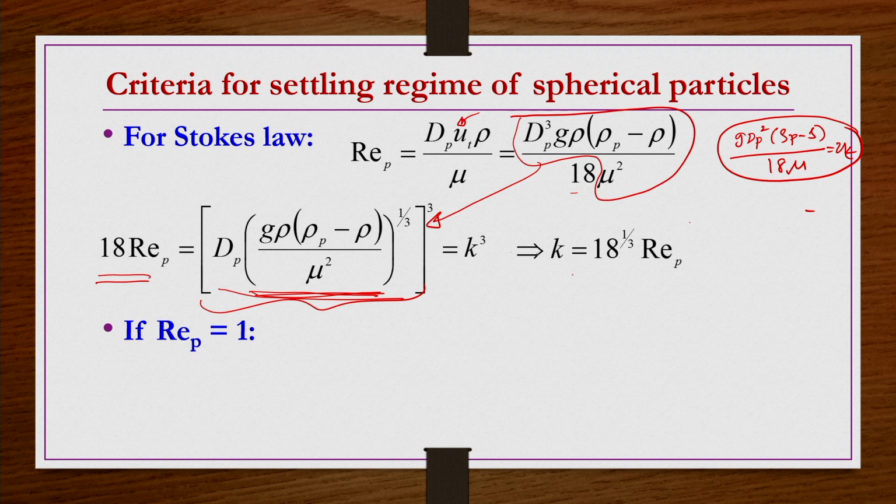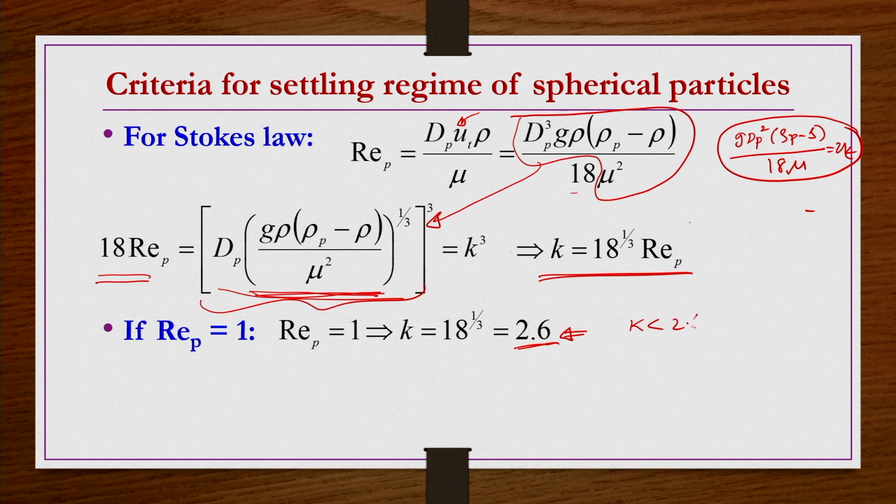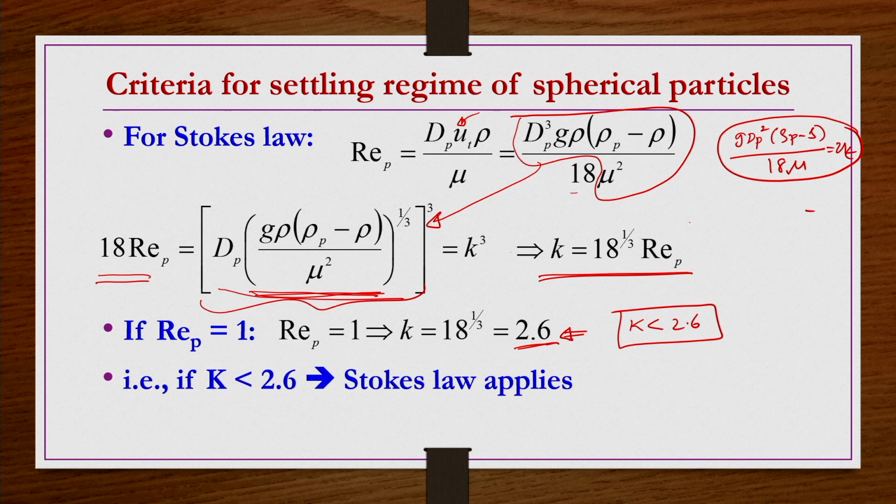Now in this equation you substitute Rep is equal to 1. So K is equal to 18 power 1 by 3, that is K is equal to 2.6. So the maximum limit of Rep for the Stokes flow regime is 1, then the corresponding K value is 2.6. Maximum limit of K value for Stokes regime, from here what we understand, it is 2.6. That means if K is less than 2.6, then Stokes regime is applicable. That is, if K is less than 2.6, then Stokes law is applicable.